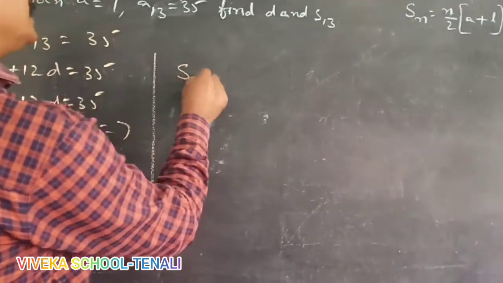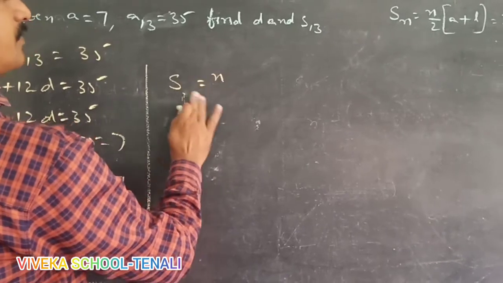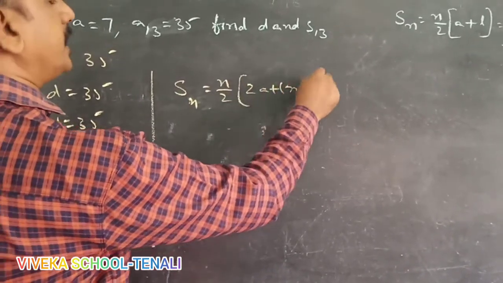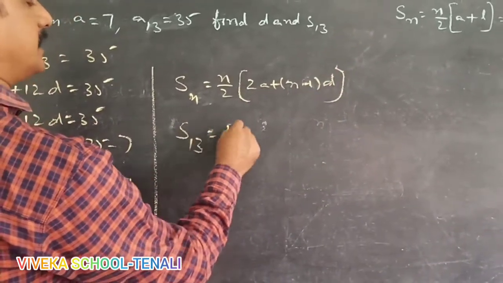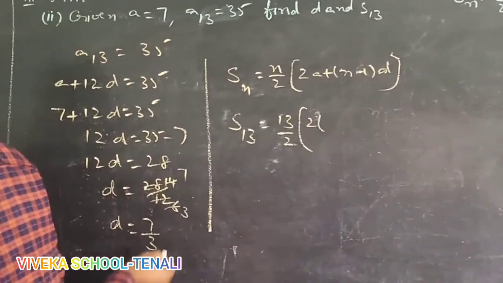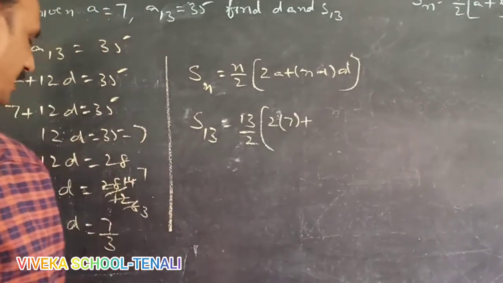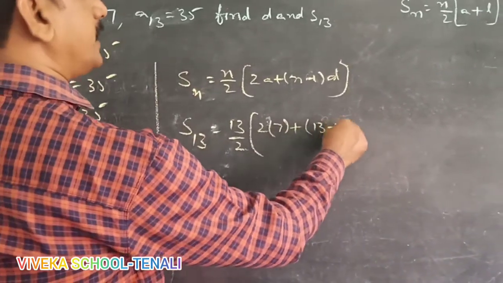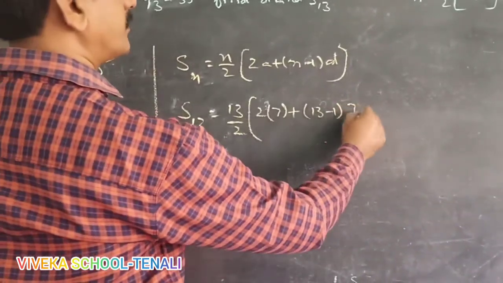S13 is equal to n by 2. Sn equal to the formula n by 2 into 2a plus n minus 1 into d. So S13 is equal to 13 by 2 into 2 into a. The a value, what is it? 7, plus n minus 1. How many terms are there? 13 terms. So 13 minus 1 into d, the value? The d value is 7 by 3.